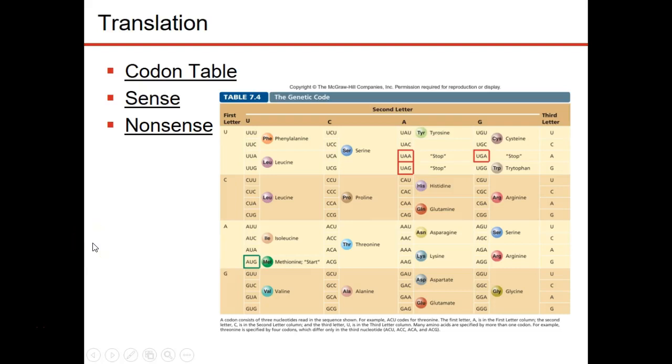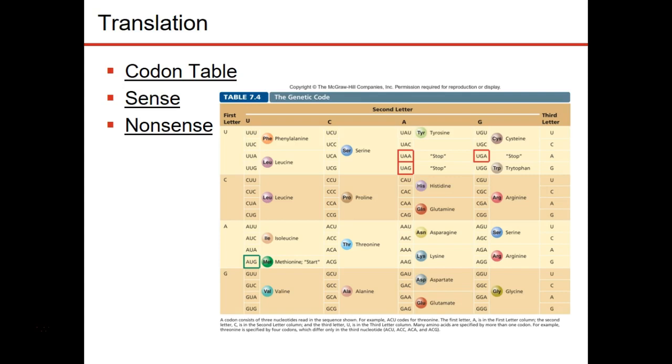Okay, so now we're going to get into translation. Translation uses the nucleotides in the messenger RNA to code for different proteins. This is a codon table that shows every single codon that could be seen in your messenger RNA.